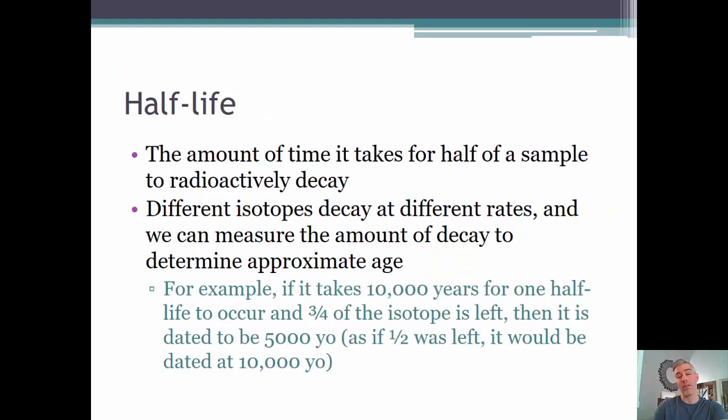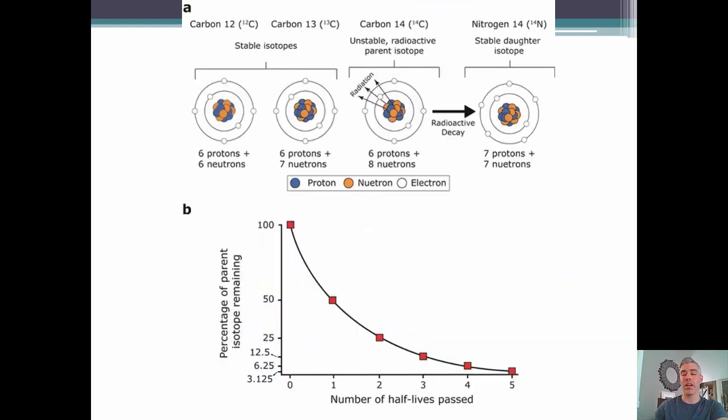So remember, the half-life, if you remember back to chemistry, is the amount of time it takes for half of a sample to radioactively decay. And different isotopes decay at different rates, and that rate is very regular. So, for example, if it takes 10,000 years for one half-life to occur and 3/4 of the isotope is left, then it's dated to be 5,000 years old, because if half was left, it would be 10,000 years old. If there was a quarter left, that means you did a half of a half, that would be 20,000 years old. So that's the logic of how we date rocks.